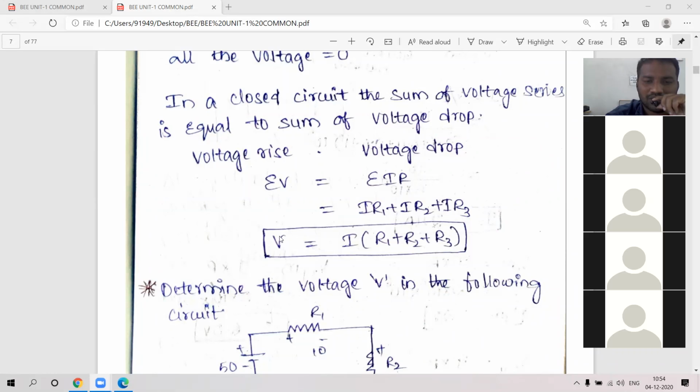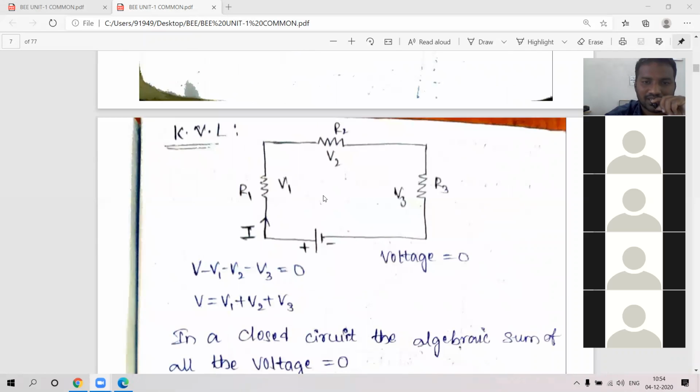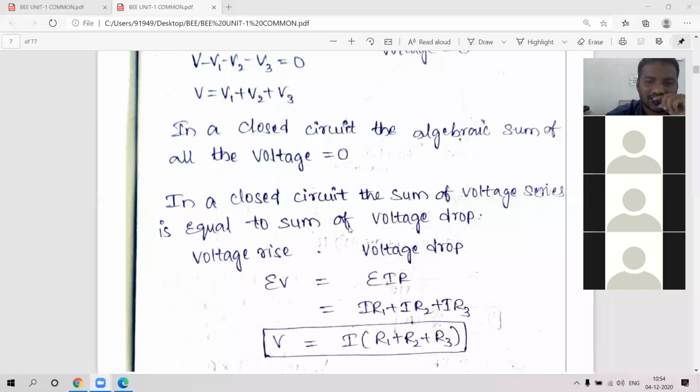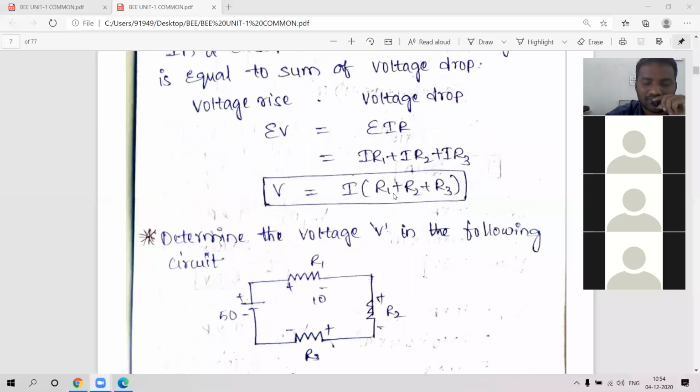Just like Ohm's law, V is equal to I into R equivalent. R equivalent is R1 plus R2 plus R3, and they are connected in series. There is no current division. Current division is not there, which means they are connected in series. If resistors are connected in series, they must be added up.